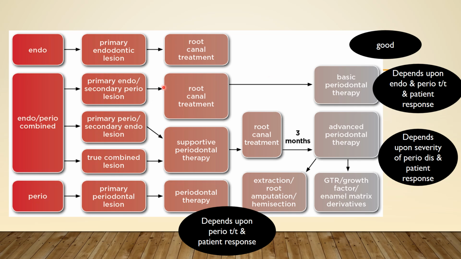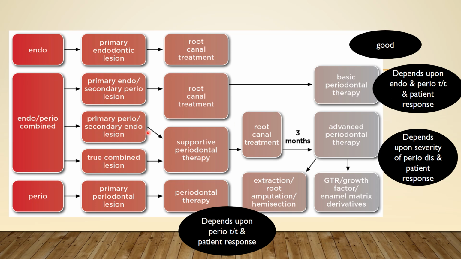Whereas for primary endo, secondary perio, it will always start with endodontic treatment, that is root canal treatment, followed by the treatment of periodontitis, that is basic periodontal therapy. The prognosis always depends upon the endodontic treatment and periodontal treatment, and always on the patient response.